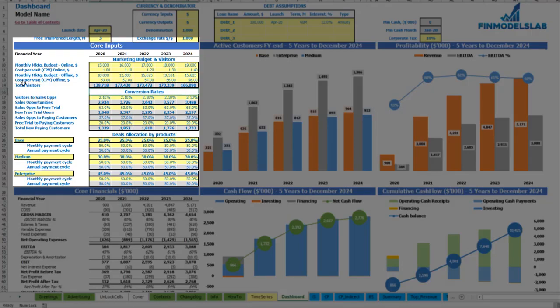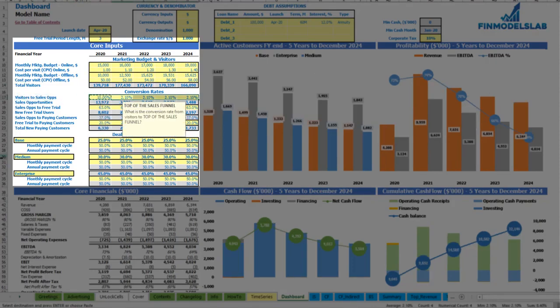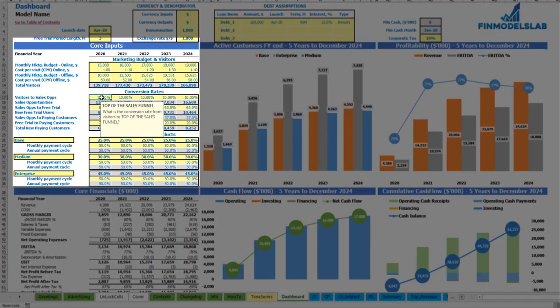The first step is to convert your total visitors to sales opportunities. You can do this using the visitors to sales opportunities conversion rate. Let's pretend this is 10%. You can change them across the years. I'll just set 10% across all the years. So 139,000 will be converted to 13.9 thousand sales opportunities.